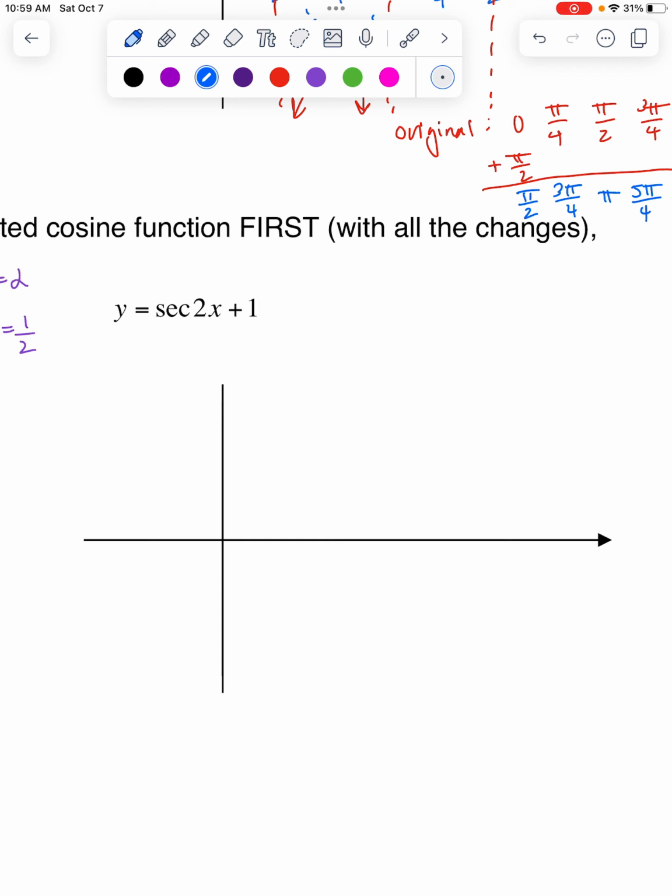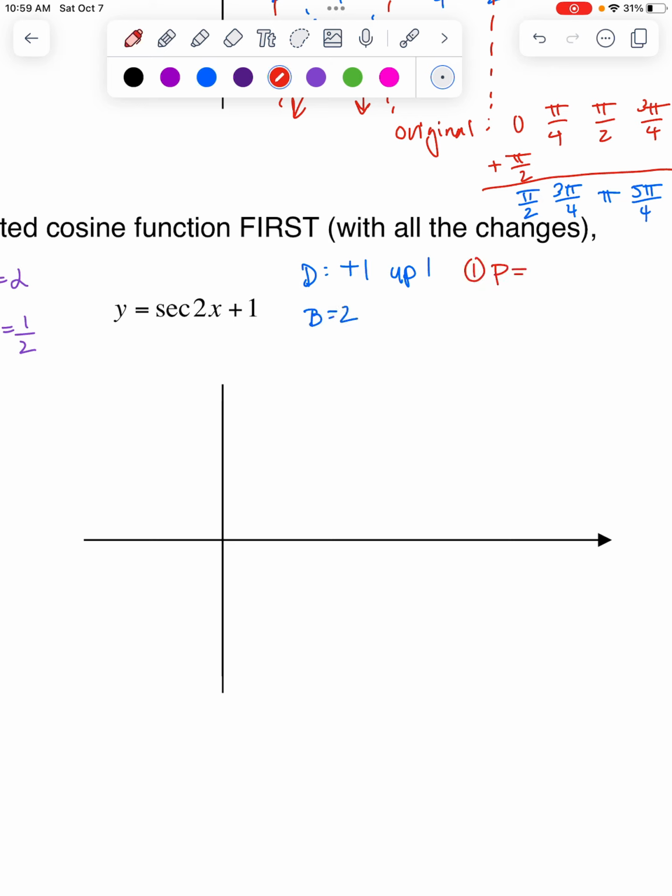Okay, the last example, we have y is equal to secant of 2x plus 1. So be careful, this is not one of those examples where we have our c, so we are not moving left one, right? This is when we have our d value is up 1, so we're going to go up 1 in our graph, so we're going to have a new midline. And then we also have a b value of 2, so we are going to undergo a period change.